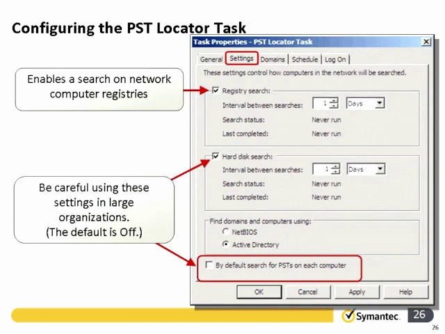And then down at the very bottom you have the option of the default search for the PSTs on each individual computer. There is a note here that says that the hard disk search and the default search for PSTs on each computer are turned off by default. The reason is that in large enterprises, if you forgot to configure these or decide whether you wanted them, it could do an awful lot of loading down of your network as well as the Enterprise Vault servers themselves.